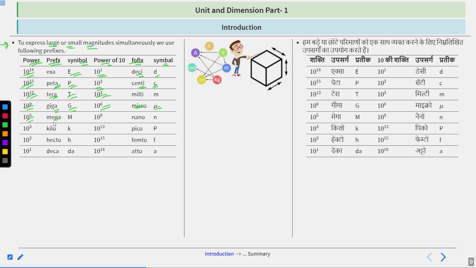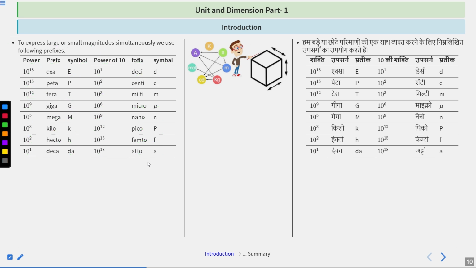10 power 6, mega, M; 10 power minus 9, nano, n. 10 power 3, kilo, k; 10 power minus 12, pico, p. 10 power 2, hecto, h; 10 power minus 15, femto, f. 10 power 1, deca, da; 10 power minus 18, atto, a.